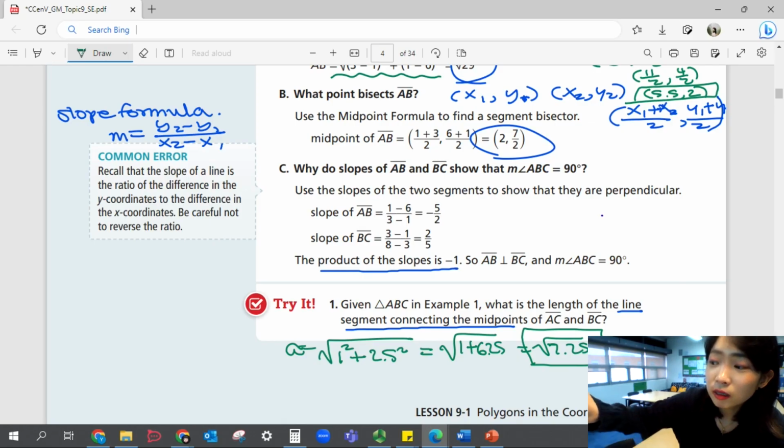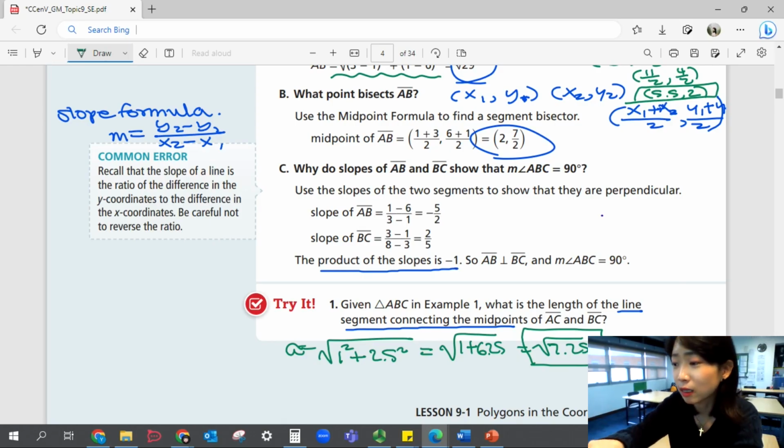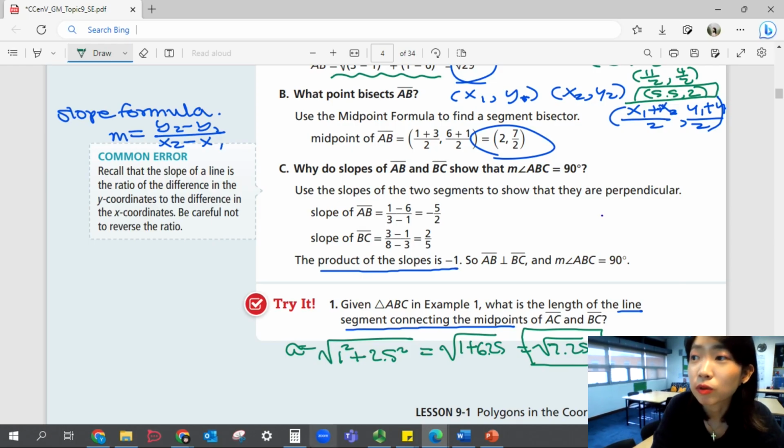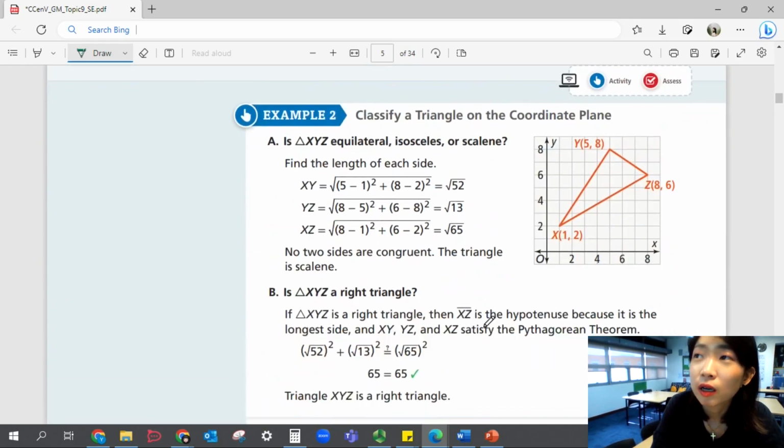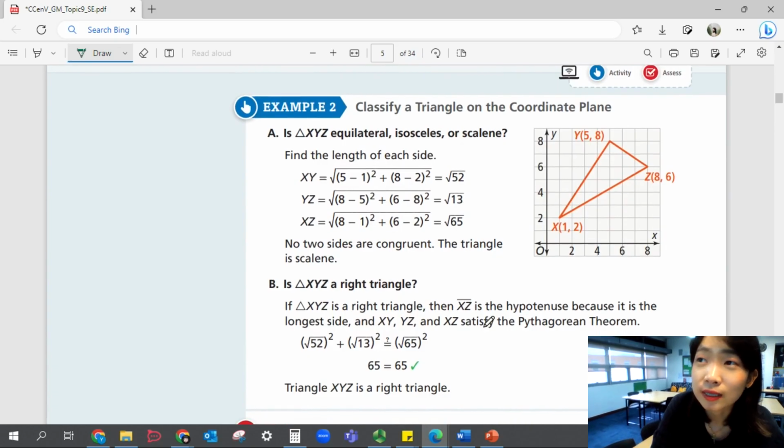All right, that was quite a bit of an example. Let's move on to example 2. Classifying a triangle on the coordinate plane. Part A, is triangle XYZ equilateral, isosceles, or scalene? First of all, do you know these vocabulary words?